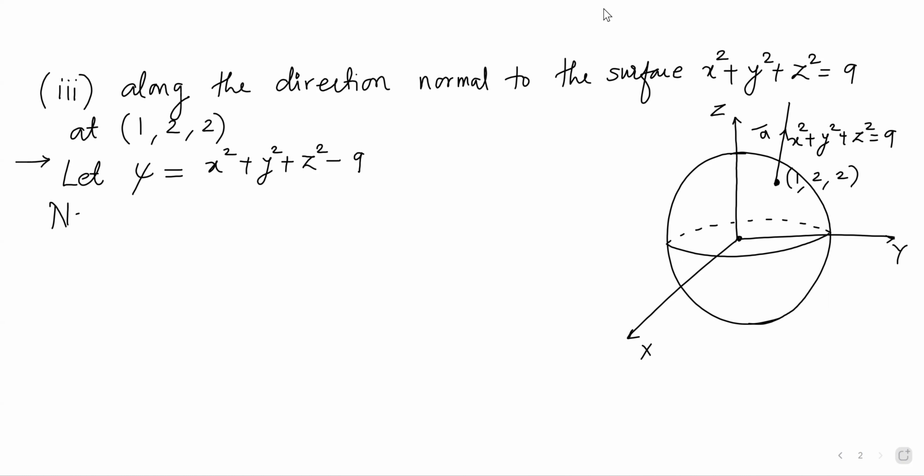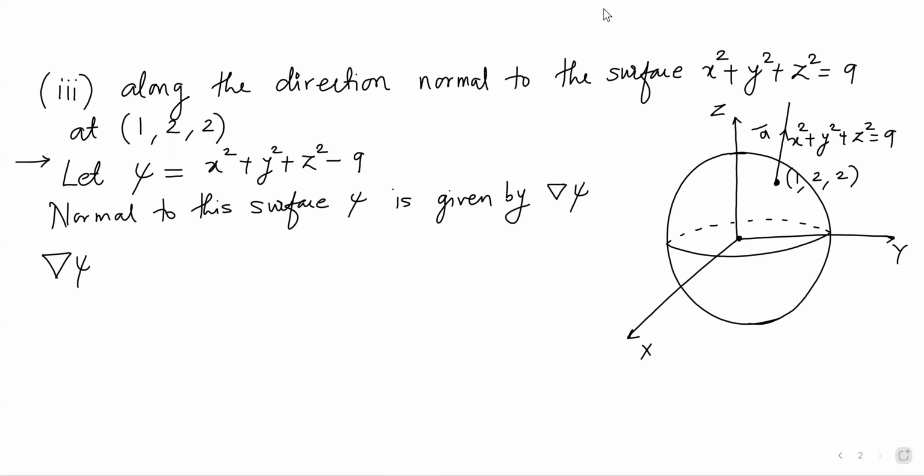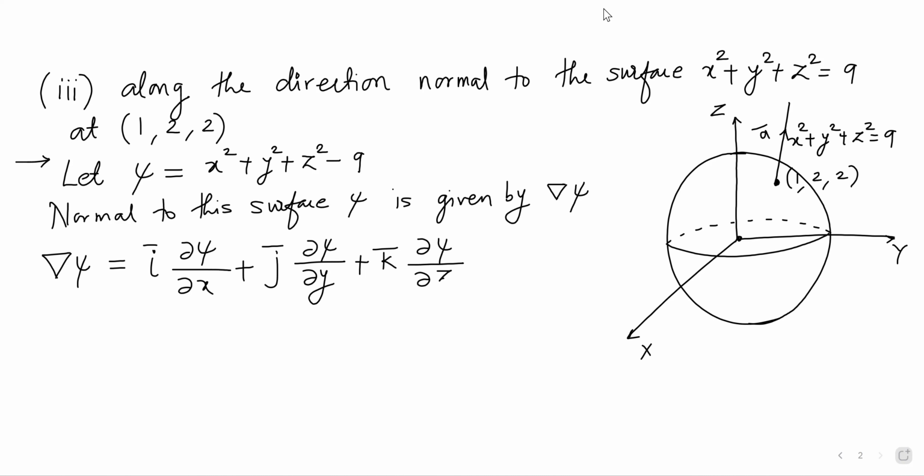So the normal to this surface psi is given by del psi. Del psi means the gradient of psi. Now what is del psi? Like we have seen del phi, in place of phi you now write psi. So it is i bar times dabba psi by dabba x, plus j bar times dabba psi by dabba y, plus k bar times dabba psi by dabba z.